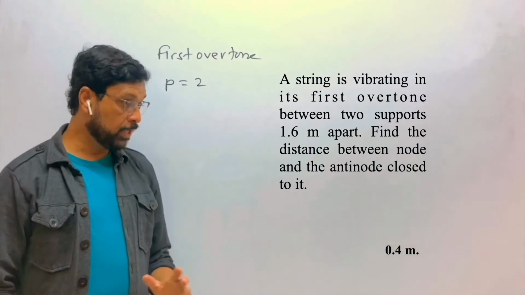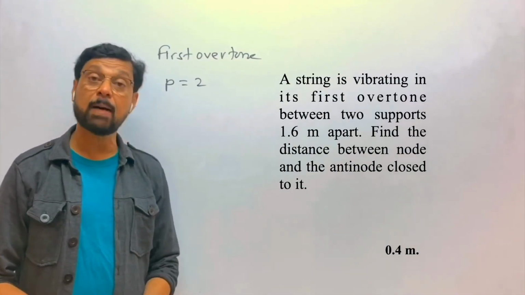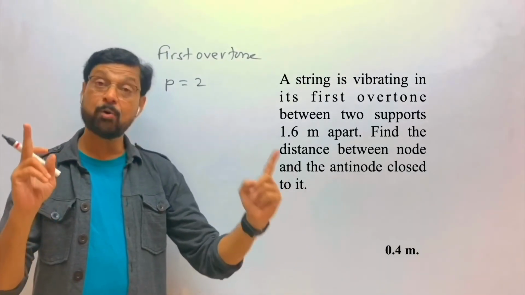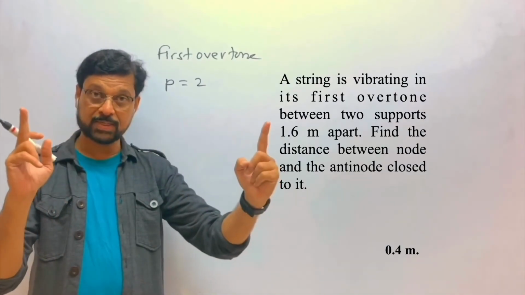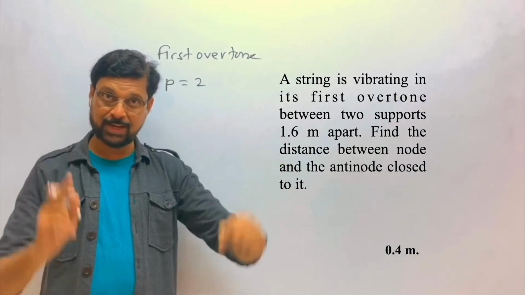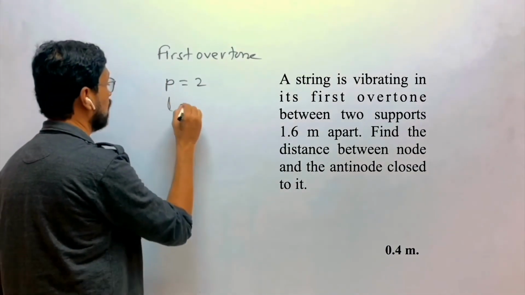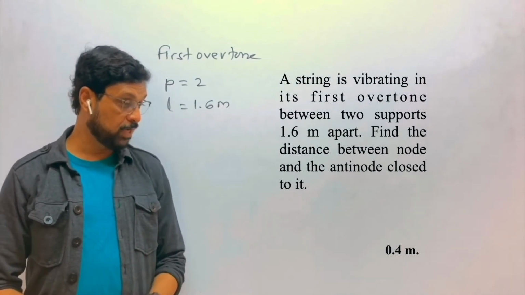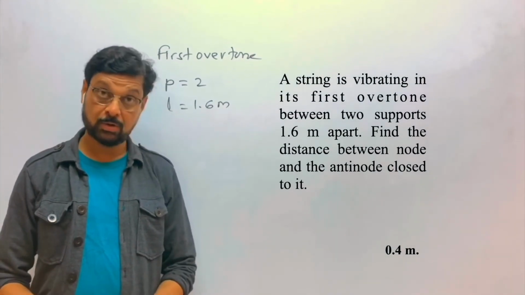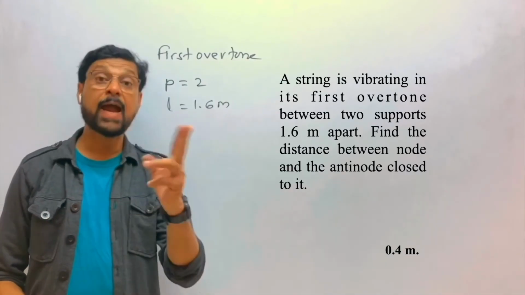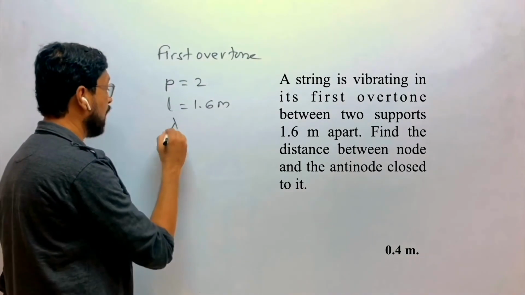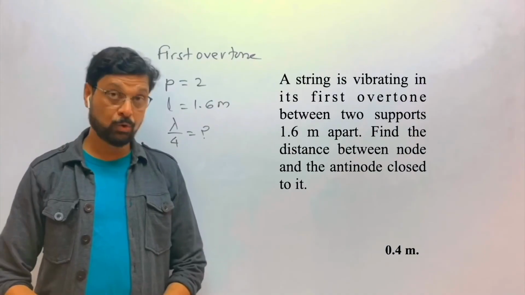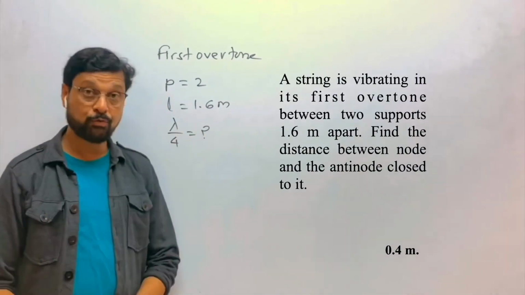Between two supports 1.6 meter apart, the string is vibrating, means the vibrating length of the string is 1.6 meter. Further, it says find the distance between node and antinode close to it. Node and antinode close to it means lambda by 4. एक नोड और अगले एंटीनोड के बीच का डिस्टेंस, that is lambda by 4.